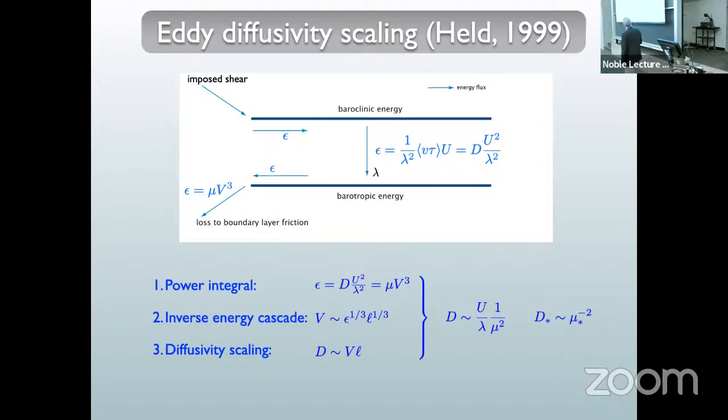And if you've seen turbulence laws, this is essentially the equivalent of Kolmogorov's law in an inverse energy cascade instead of the forward energy cascade, but it's the same argument. It says V has to be proportional to the energy flux times the length scale. This is just a dimensional argument. It doesn't matter what it is.